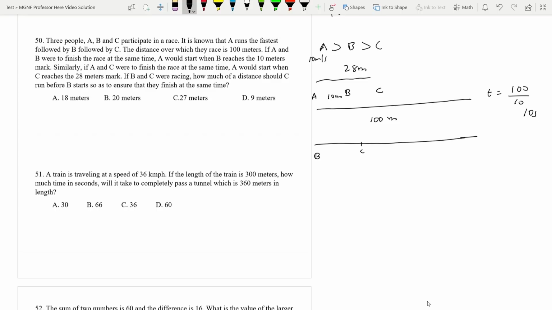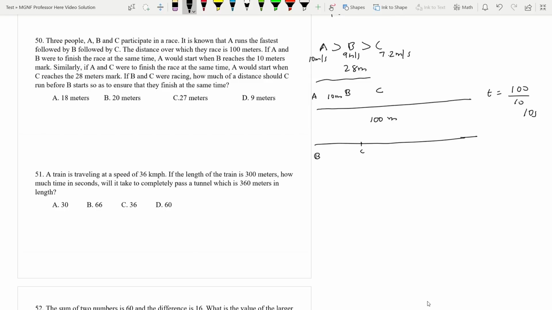And B will also take the same time, C will also take the same time, but from different positions. So B is only traveling 90 meters. So 90 by 10 gives B's speed as 9 meters per second. Now we look at C. C is starting from 28 meters ahead of A's starting point. So he only has to travel 72 meters in 10 seconds, which means the speed of C is 7.2 meters per second.